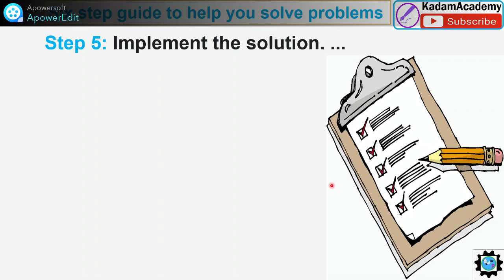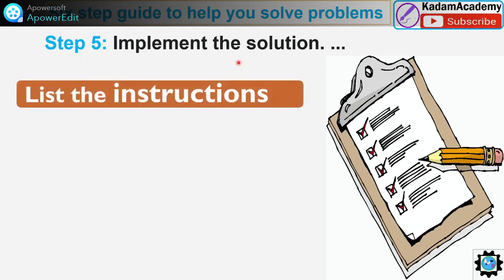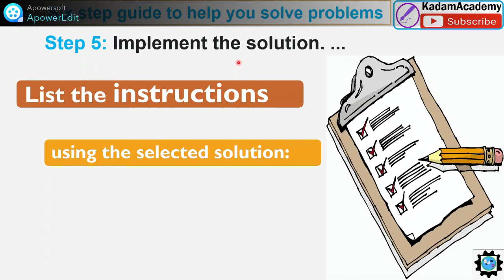5th step, last but one step: implement the solution based on the knowledge base created. Step 2 we have already studied. Okay, you have to list the instructions using the solutions selected in step 2. And step by step, we have to list out and write down every step, whatever we are going to do for the elements or sub-elements.